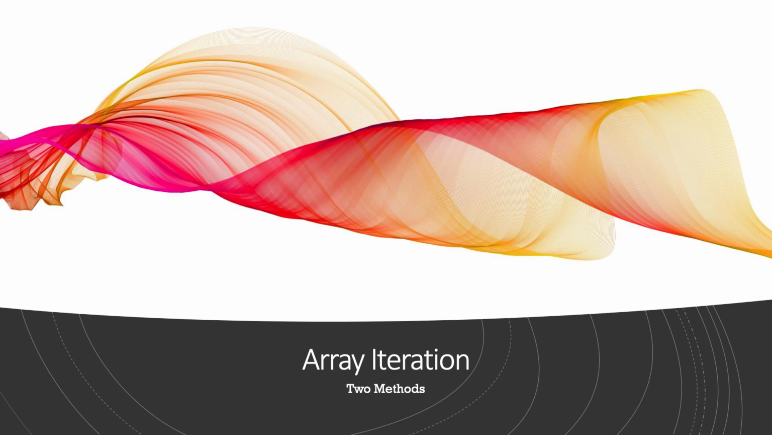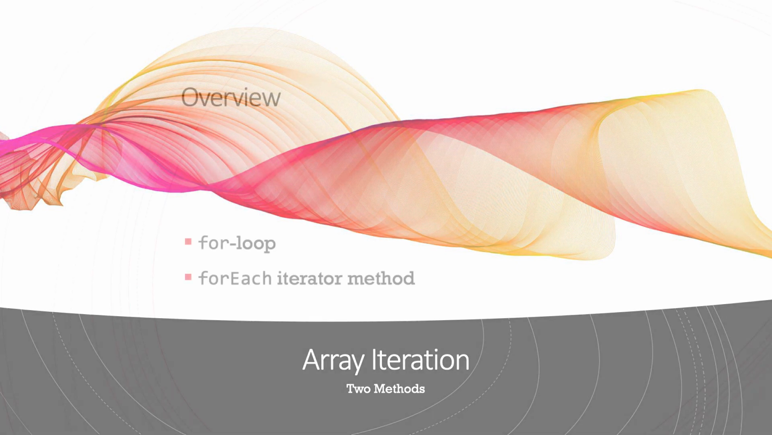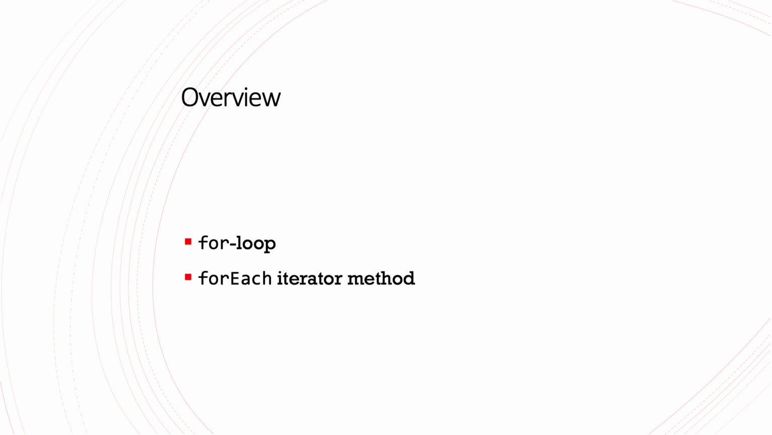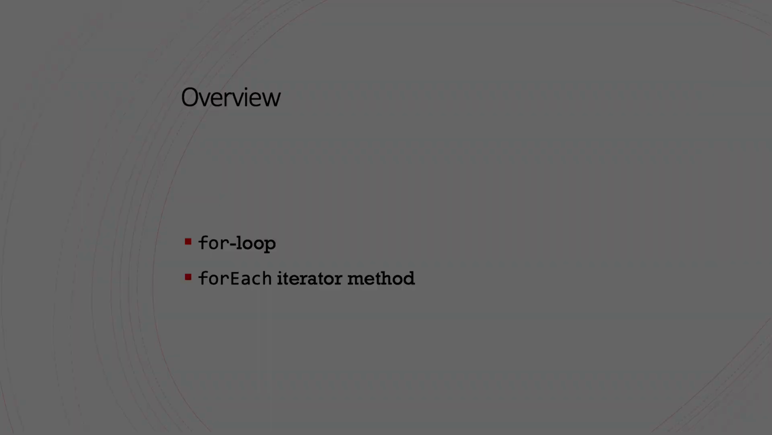Hello. We will look at two different examples or two different methods that you can use to iterate through elements of an array in JavaScript. Those two methods are the for loop and the forEach iterator method. If you would like to follow along with these examples, I have posted them on the course website.